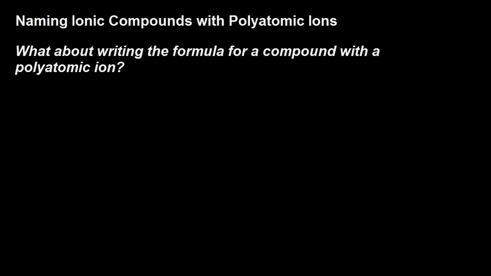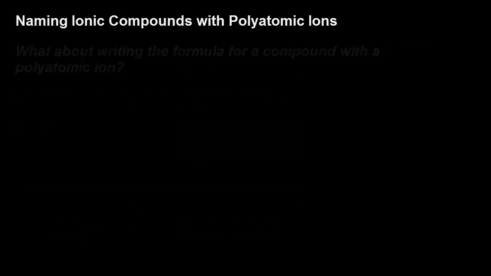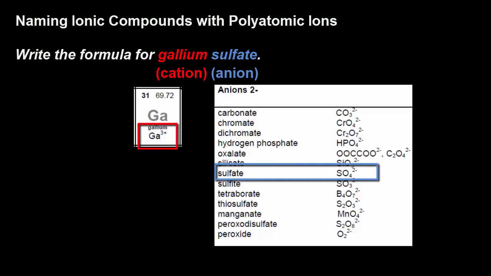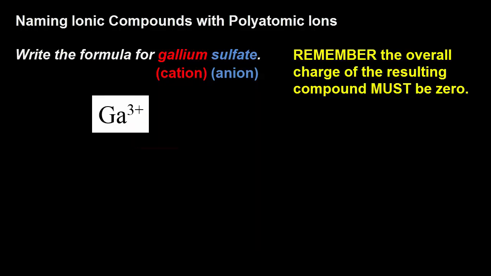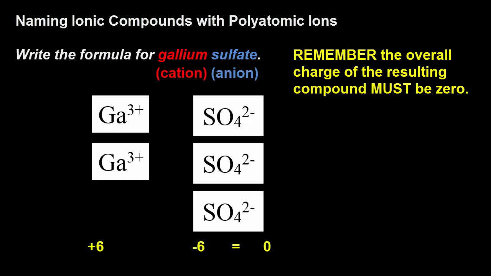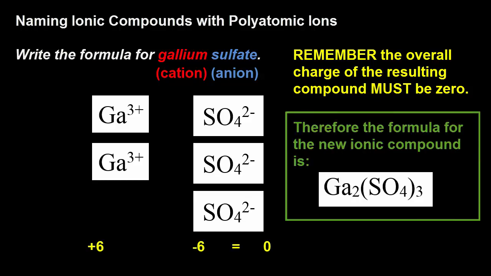Well now, what if I want to write the formula for a compound with a polyatomic ion given the name? Let's look at this one, gallium sulfate. Cation and anion. Gallium has a charge of 3 positive, sulfate has a charge of 2 negative. Just like we've done before, I've got to find enough galliums and enough sulfates such that the overall charge on the compound is equal to 0. In playing with the charges, I notice that if I have 2 galliums and 3 sulfates, plus 6 minus 6 equals 0. So the overall formula for the new ionic compound is Ga2(SO4)3, with a little 3 outside the brackets.